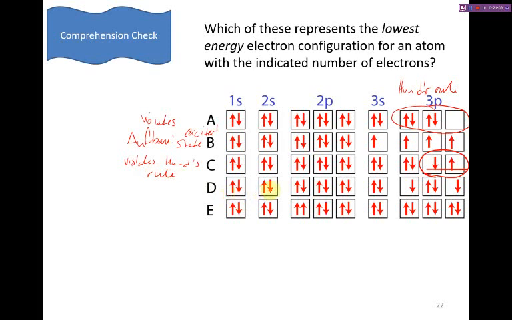For D, we're following it along left to right. This may appear to be a violation because, again, we've filled the middle orbital first, but remember, these are all degenerate, and so this is actually the ground state. And then finally, E, going left to right, looks good until we get to here. We see that this violates the Pauli exclusion principle, and then the rest of it appears to be correct. So D is our lowest energy electron configuration.